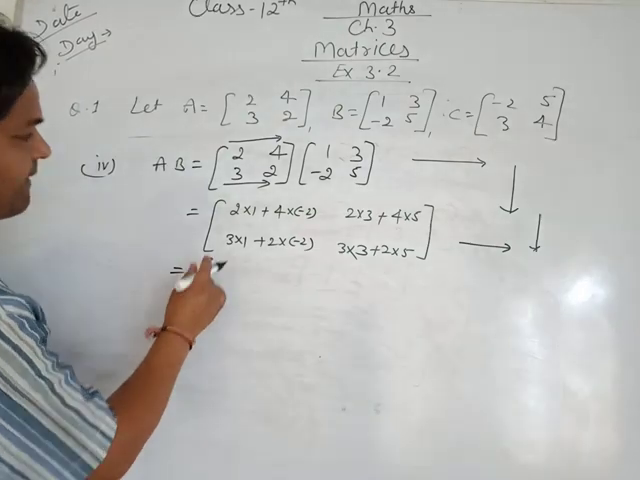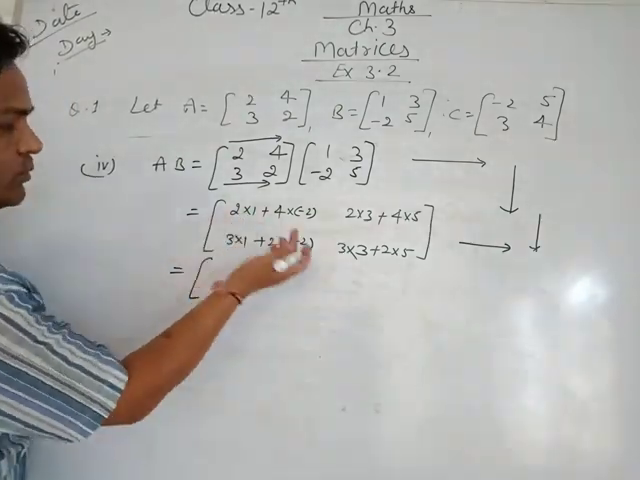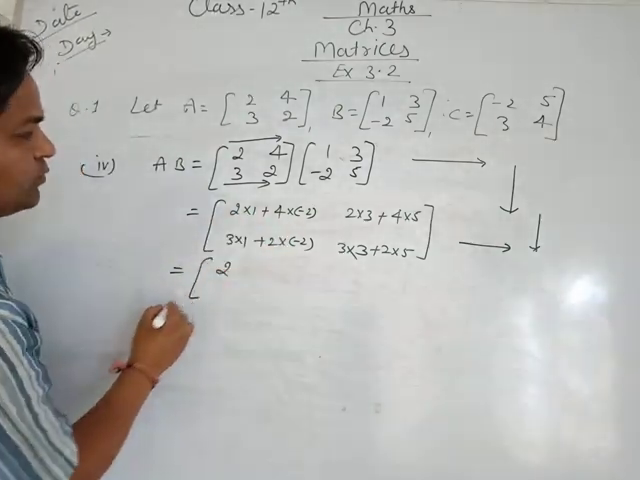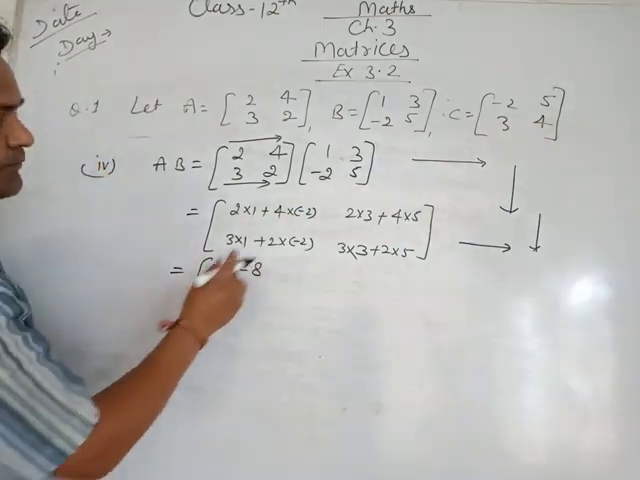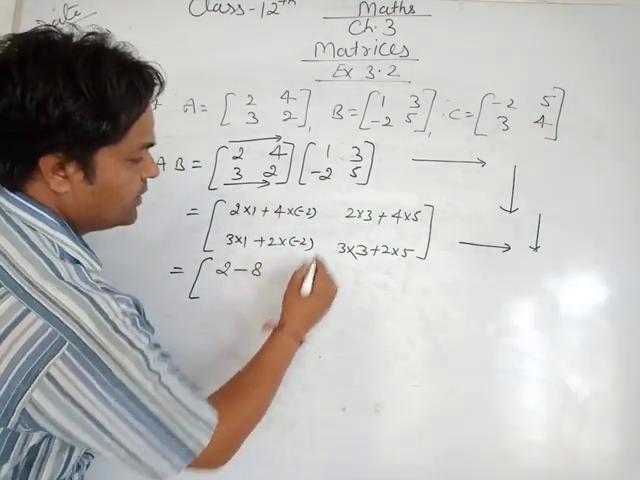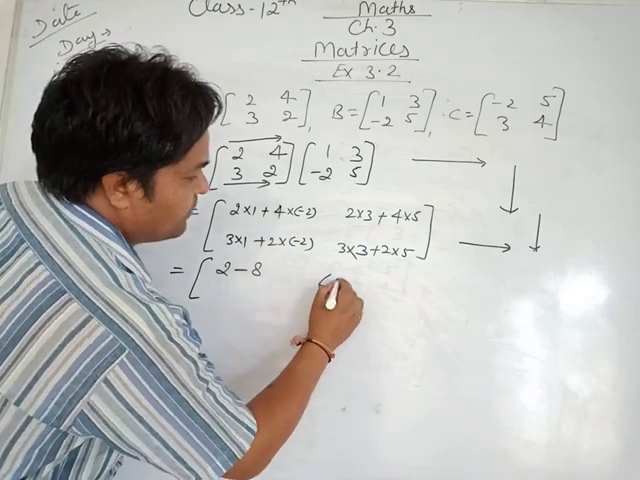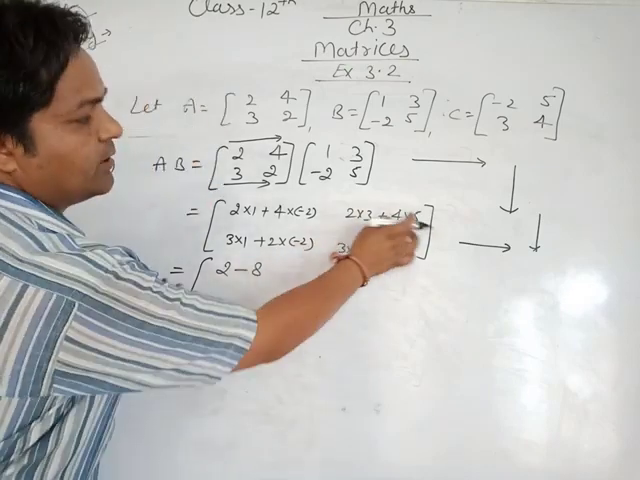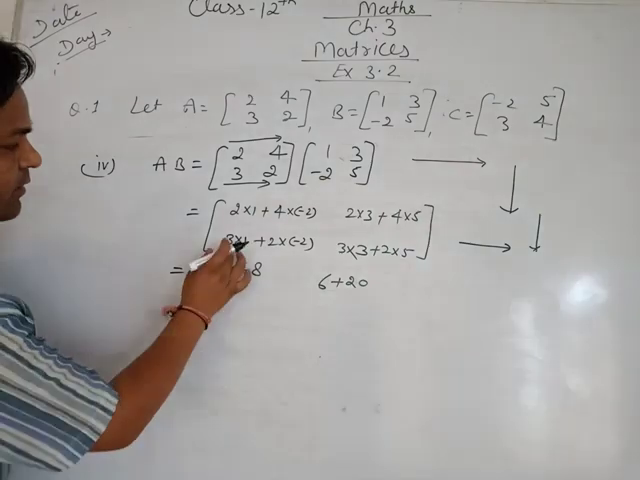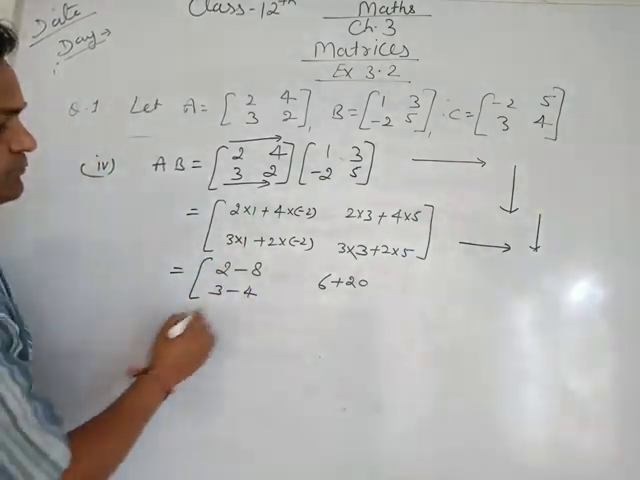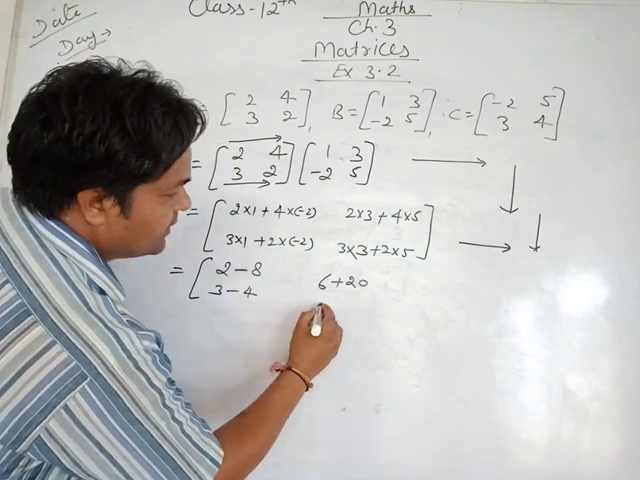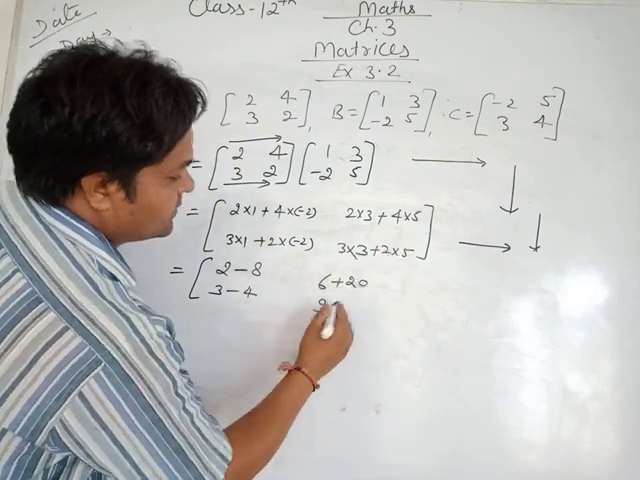Again, 2 multiply 2, solve it. 2 multiply 2 is 2, 4 multiply -2 is -8. 2 multiply 3 is 6 plus 20, 4 multiply 5. 3 multiply 1 is 3, -4. 3 multiply 3 is 9 plus 10.